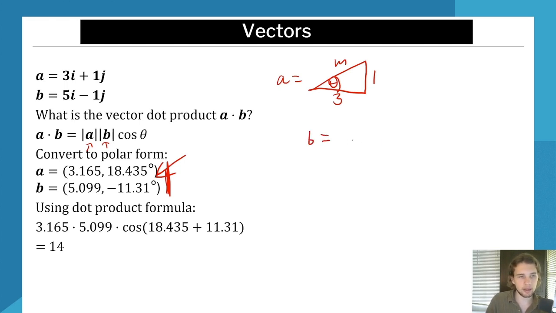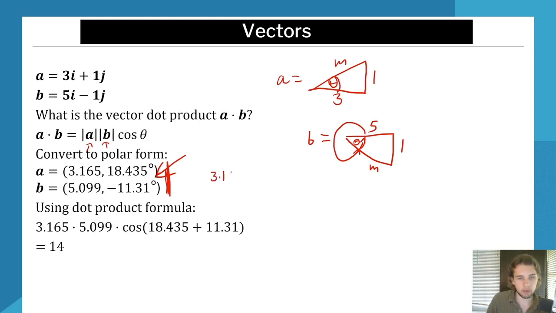That finds this value here. And then B is like this: we go 1 down and 5 across. Then our angle we can do as negative, or we could also do an angle all the way around this way until we get to here. Then we find our magnitude. We have the polar form, and we've been through how to get it. We just use trigonometry.